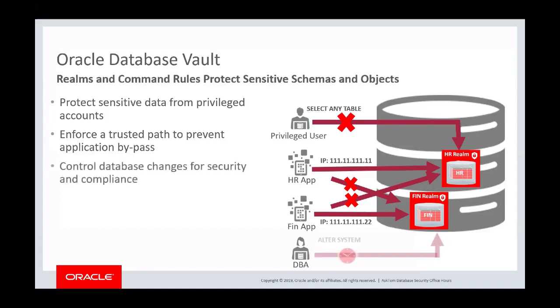And the same trusted paths can be applied to changes. For example, a DBA would be able to make changes to the system, but only during work hours and only from local IPs instead of from VPN. So these are the types of conditions that we can set to access sensitive data and make changes to the database.